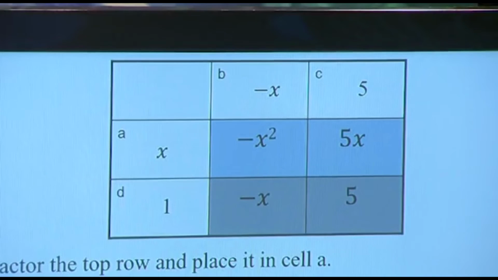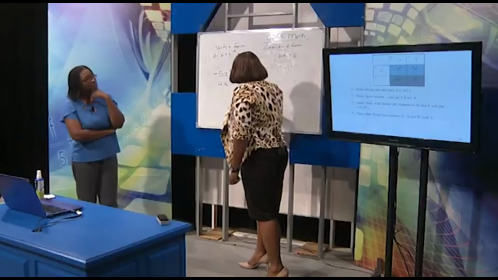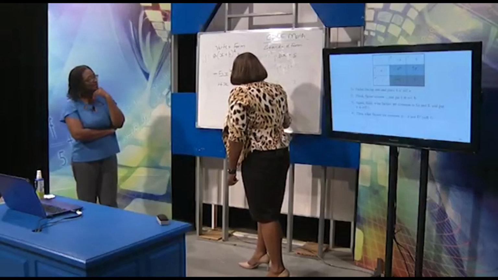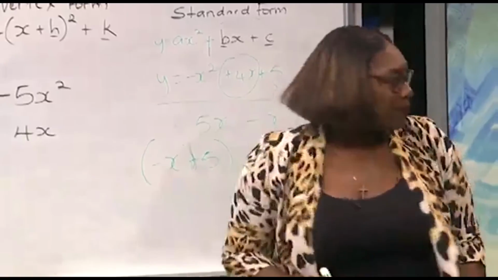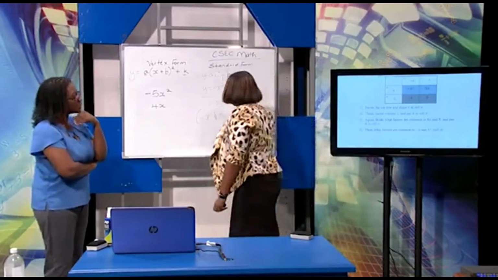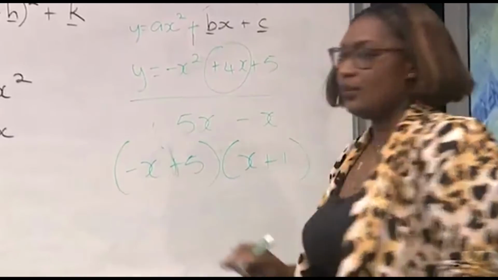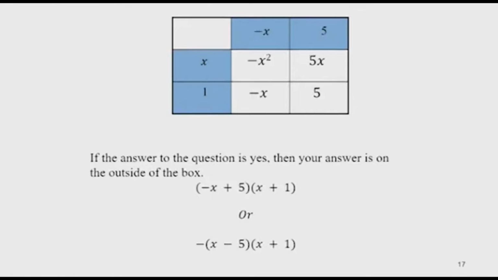Oh, that's nice. So let us write that down. So one factor is going to be negative x plus 5 multiplied by x plus 1. Excellent. I feel so accomplished. You feel so accomplished, but are we done yet?